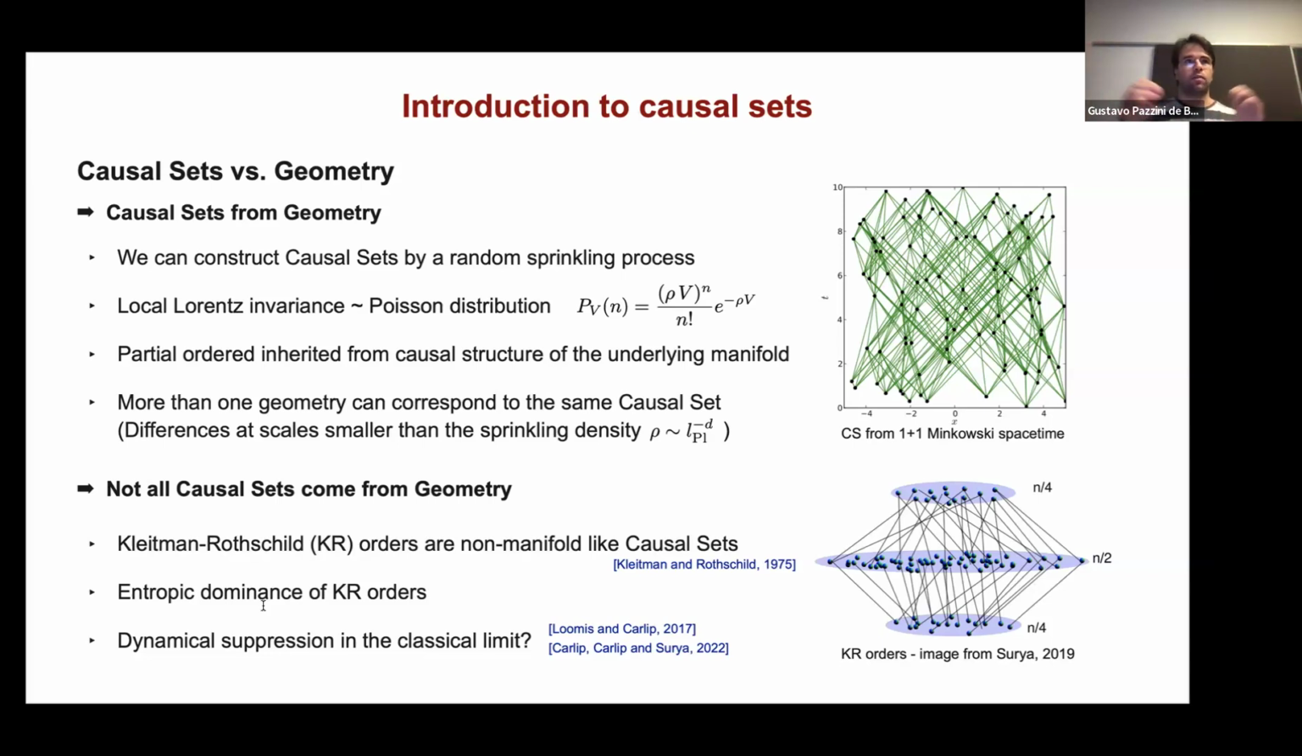And therefore, just from the naive counting of the possible causal sets that we would have, the natural question comes on whether they are or not suppressed in a classical limit. Concerning this question, I would like to point to quite interesting work done in the last years, where they show that for at least a certain class of KR orders, they are indeed suppressed in the path integral over causal sets.